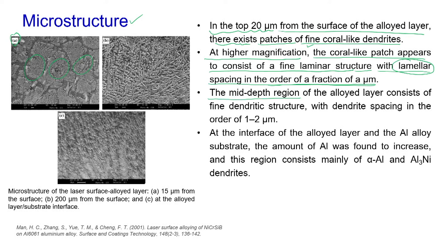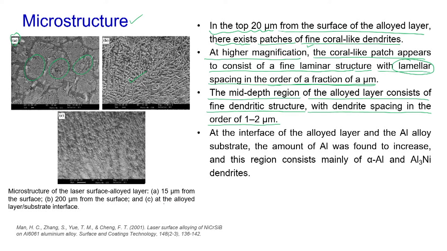The mid depth region of the alloyed layer consists of a fine dendritic structure with dendrite spacing in the range of about 1 to 2 micron. So when we move to the mid depth region, this is the mid depth region microstructure graph. What is noticed is a fine dendritic structure and the spacing is about 1 to 2 microns.